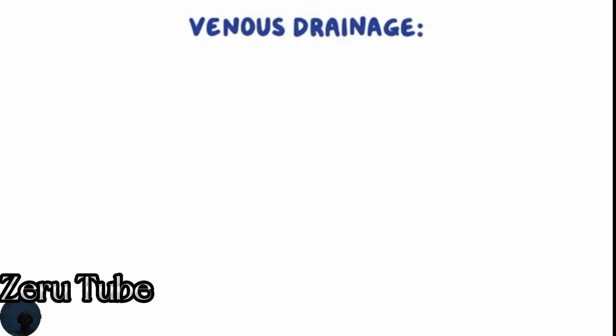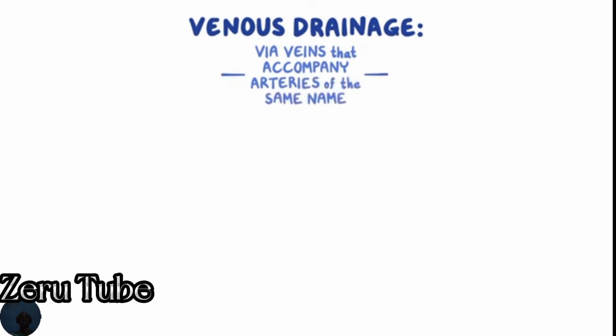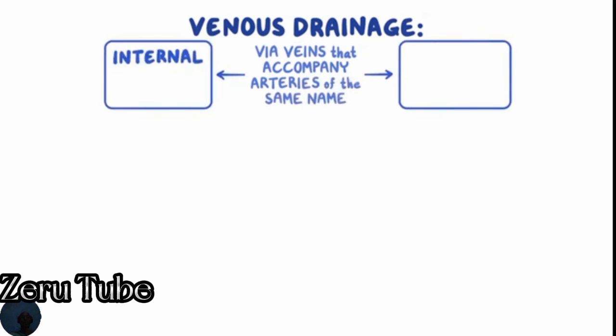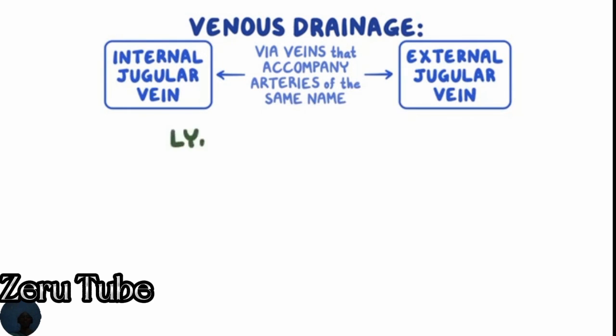The venous drainage of the oral cavity has veins that mainly accompany the arterial supply of the oral cavity. They have the same names, but they drain blood to the internal jugular vein and the external jugular vein.